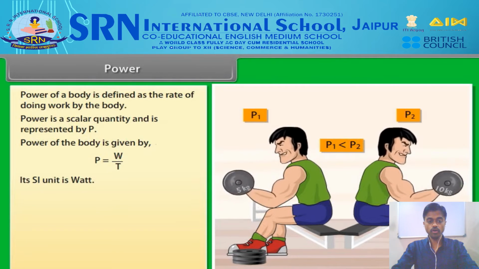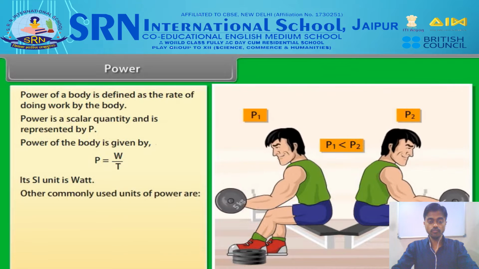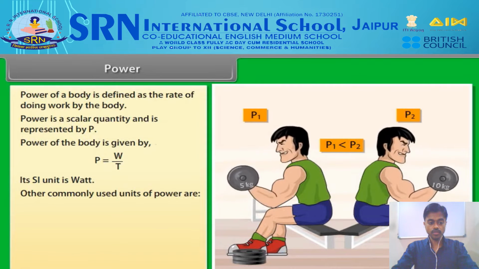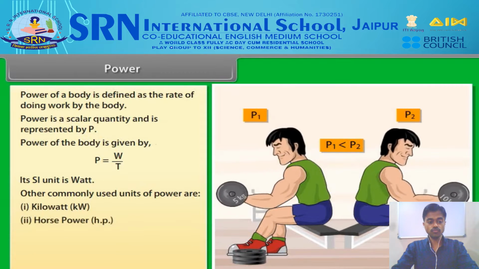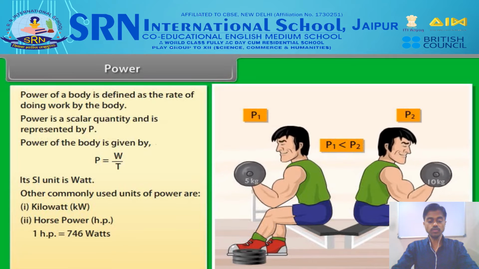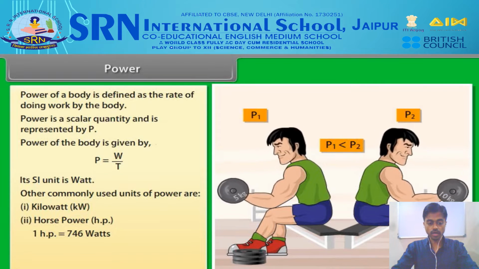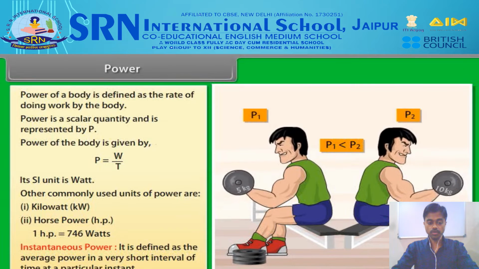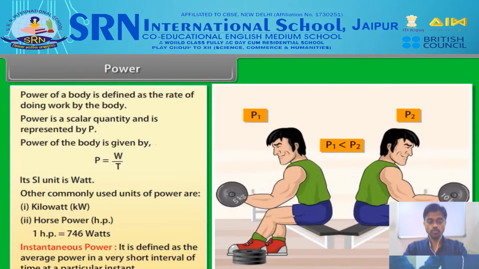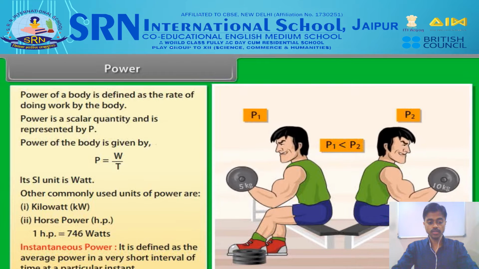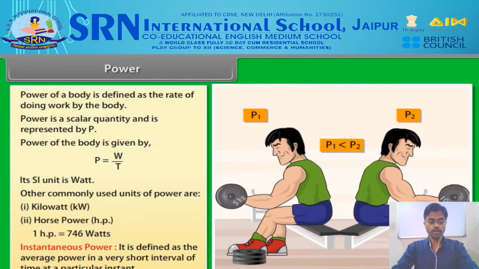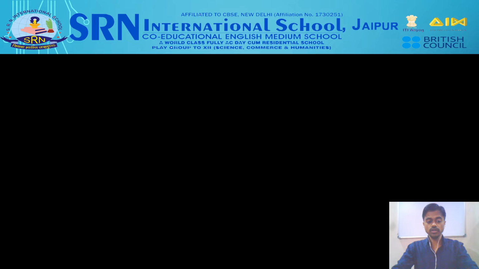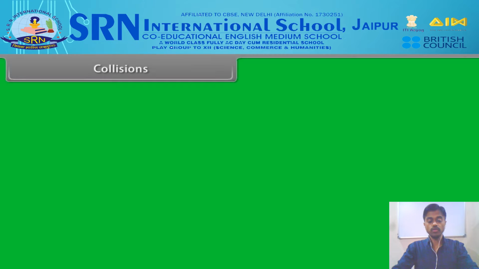Power of a body is given by work done upon time. Its SI unit is watt. Other commonly used units of power are kilowatt, that is kW, and horsepower. 1 horsepower is equal to 746 watt. Instantaneous power is defined as the average power in a very short interval of time for a particular work done.